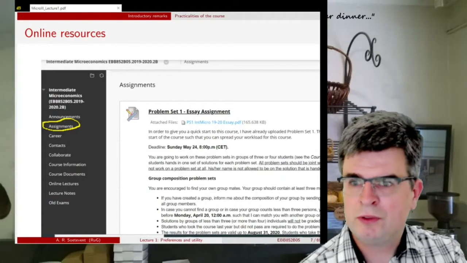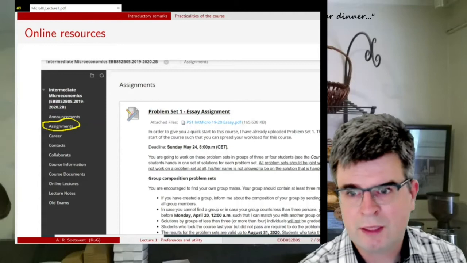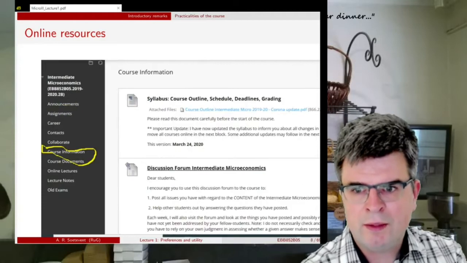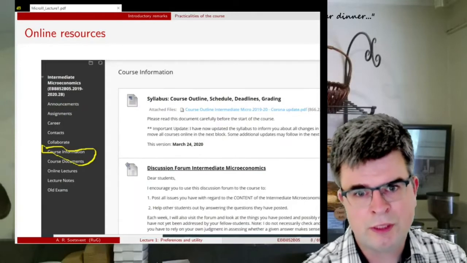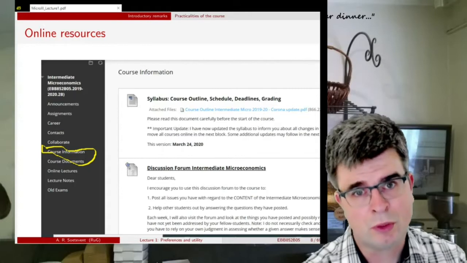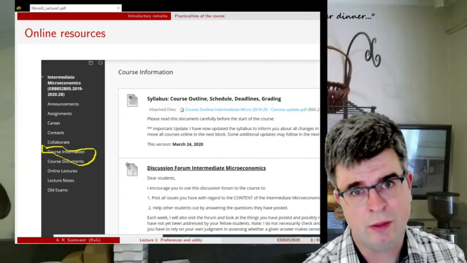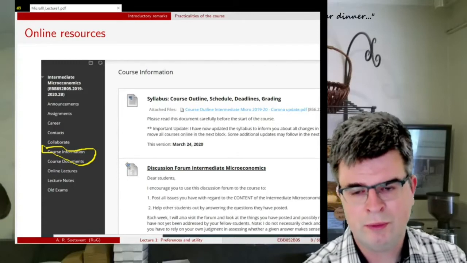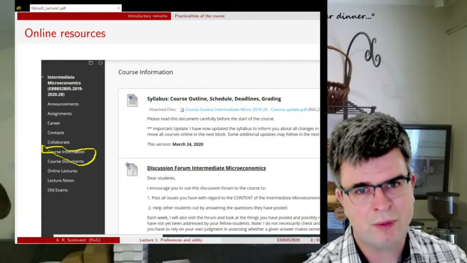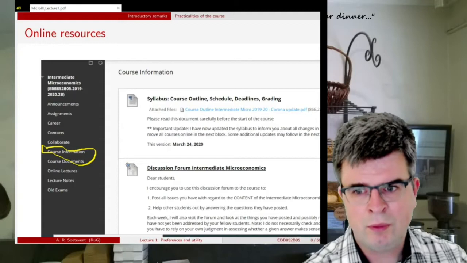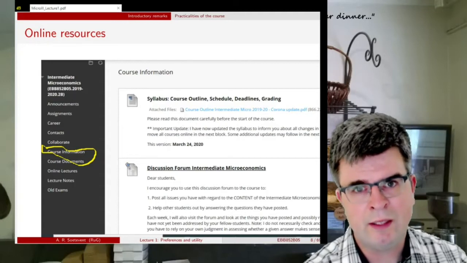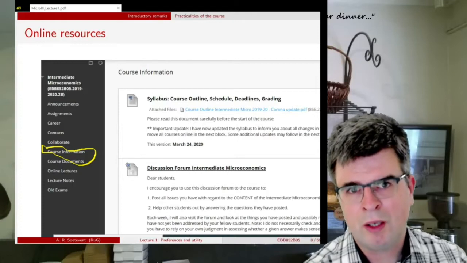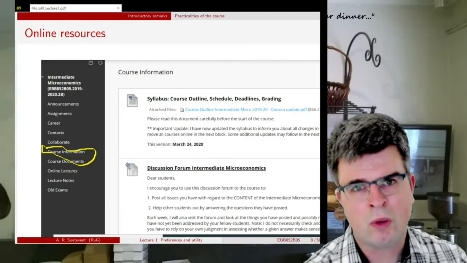Okay, then the online resources for the course. The assignments can be found in the folder Assignments. What a surprise. Then the course information, including the course syllabus, can be found in the tab Course Information. And please read the course syllabus carefully, because that's the one document with all the important information, and you don't want to miss out on anything of that. And on the course information, you can also see a link to the discussion forum on intermediate microeconomics, and this is also part of our online context.